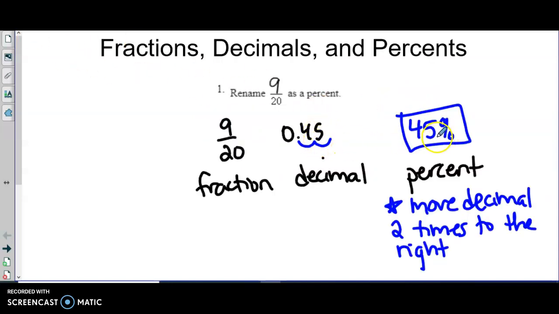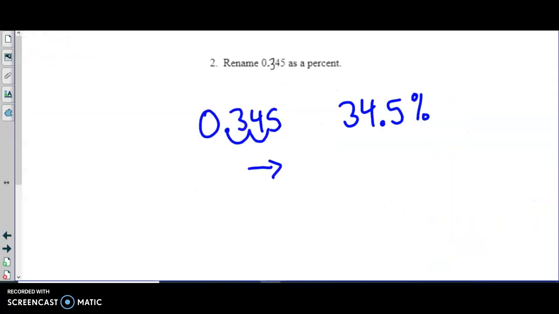Notice I didn't put the decimal at the end. You don't have to have a decimal if it's at the end. You can put it there, but it does not have to be there. It's understood to be at the end if you don't see the decimal. All right, so this is my answer. It's 34.5%.